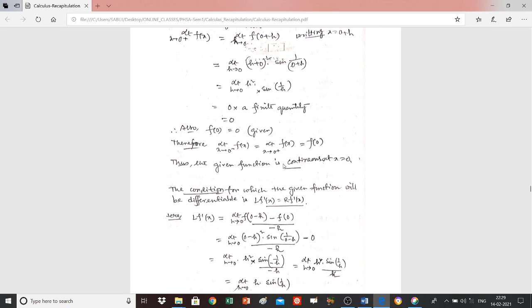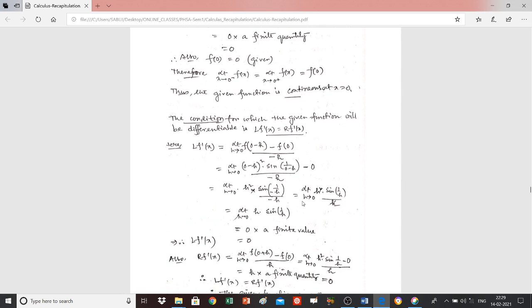Now the second part: you have to show that the given function is differentiable at x equal to 0, and if so, then the left hand derivative Lf'(x) is equal to the right hand derivative Rf'(x). Now we have to calculate the left hand derivative, because you know from the definition that the left hand derivative of f(x), Lf'(x), is equal to limit h tends to 0 of f(x minus h) minus f(x) by minus h.